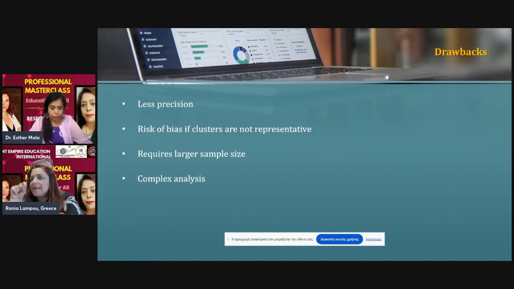And if selected clusters don't represent the diversity of the whole population, results may be biased. So the risk of bias if clusters are not representative. This requires a larger sample size. In order to achieve the same level of accuracy as simple random sampling, you often need a larger total sample. And the data analysis must account for clustering to avoid incorrect inferences, for example, using specific statistical techniques.